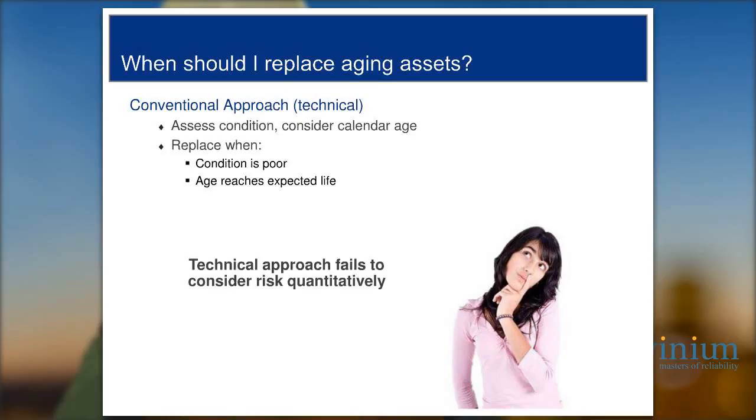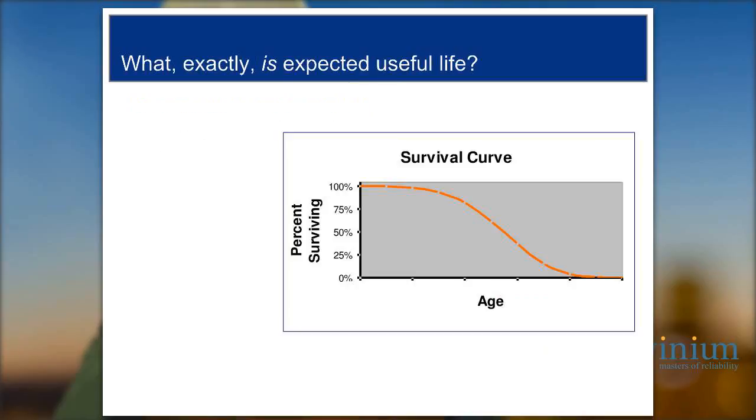And the trouble with this is that this technical approach doesn't consider risk in any quantitative way. Like I say, it's a technical argument and it's a qualitative argument. And the other problem is when you sit down and ask yourself, well, what exactly did I mean by the useful life of this asset when I said it was 30 or 35 or 40 years?